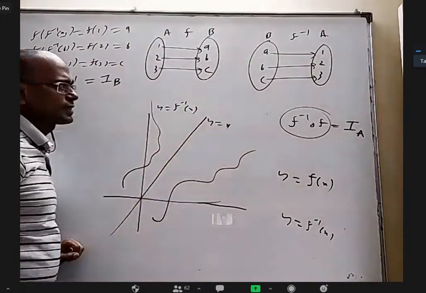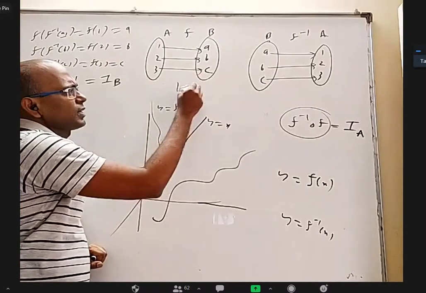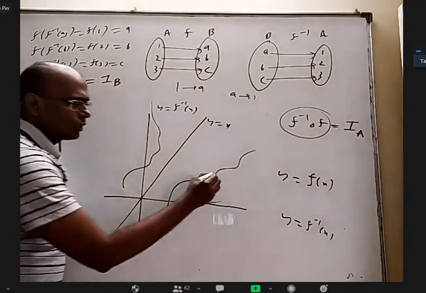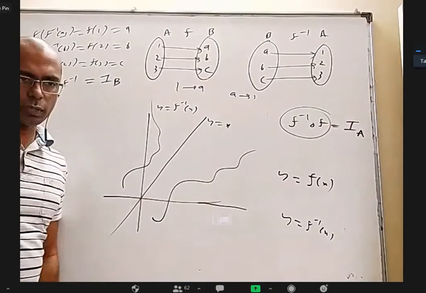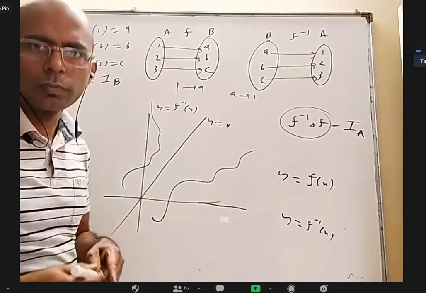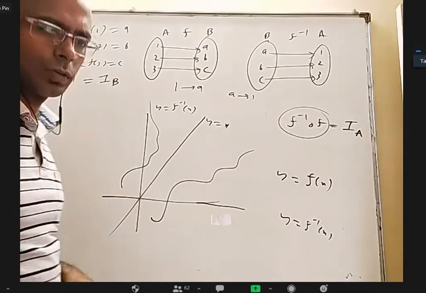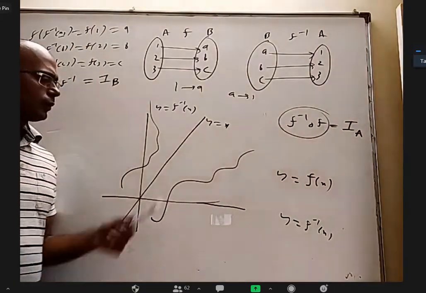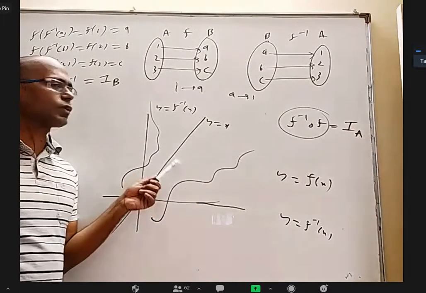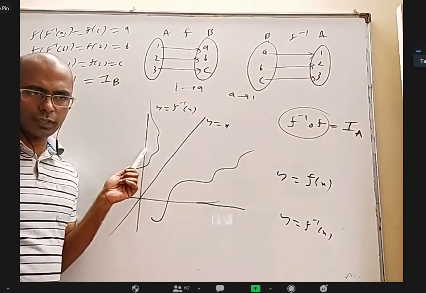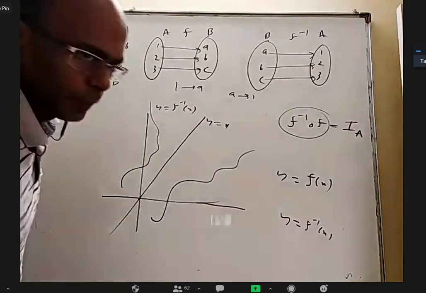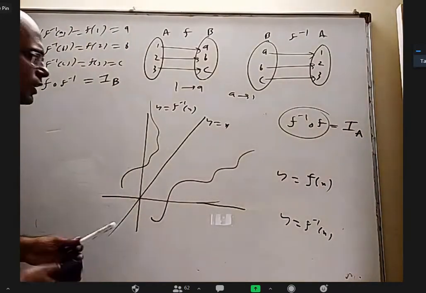For the simple reason, in the original function, if the image of 1 is a, in the inverse function, the image of a should be 1. I'm sure you studied in coordinate geometry that the image of the point (a, b) with respect to y equal to x is (b, a), right? Apart from the image formula, you can see that.